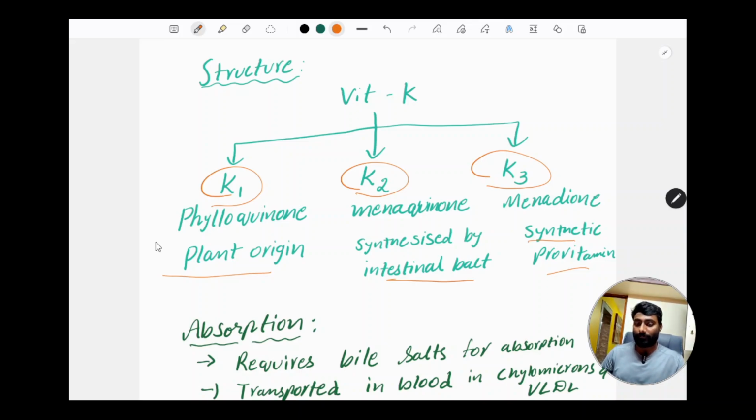So how will you remember this? Two quinones are natural and the dione is synthetic. And even in this, phylloquinone is plant origin, P and P. Menaquinone is intestinal bacterial origin.